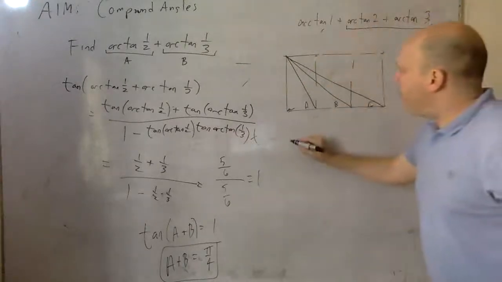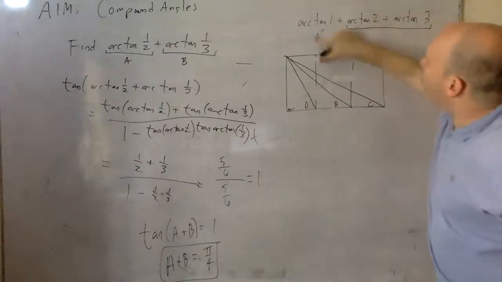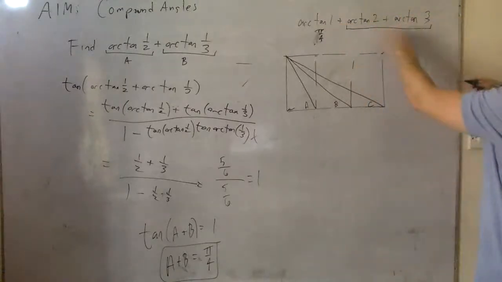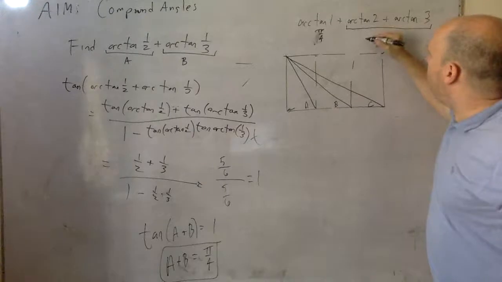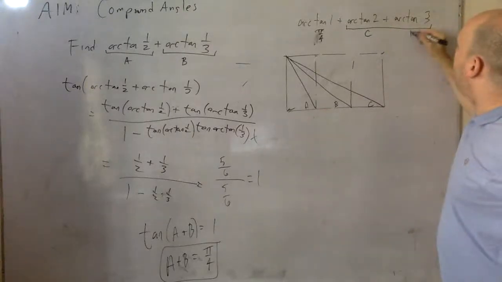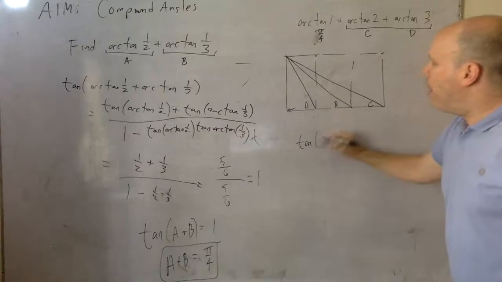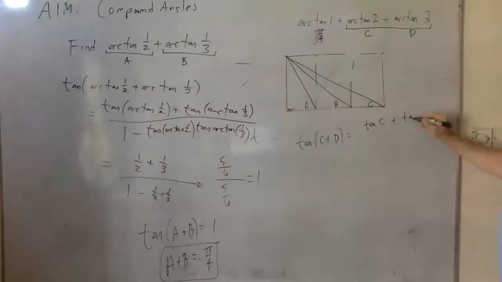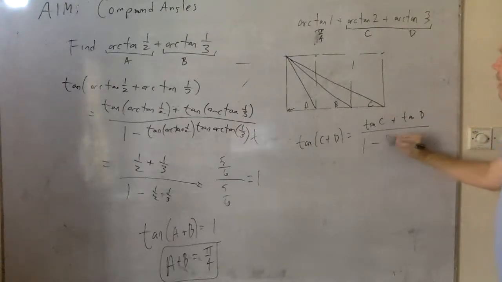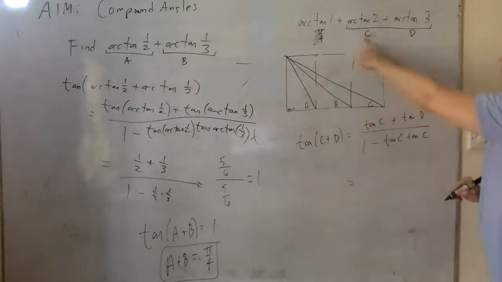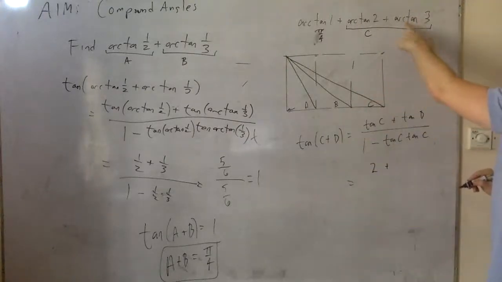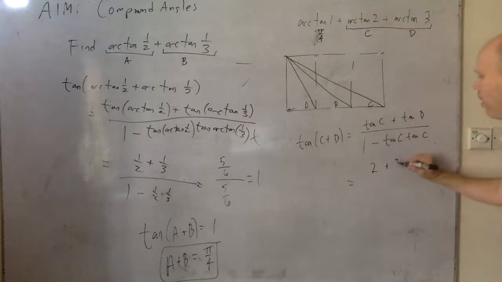So what's going on over here? Well, first of all, I know the answer to this. This is pi over 4. So I don't know what's going on over here. Let's see. Let's call this C and D. So I know the tangent of C plus D is equal to the tangent of C plus the tangent of D over 1 minus the product of the tangents. Let's see. C is the arctan of 2, so this is 2. D is the arctan of 3, so the tangent of that is 3.